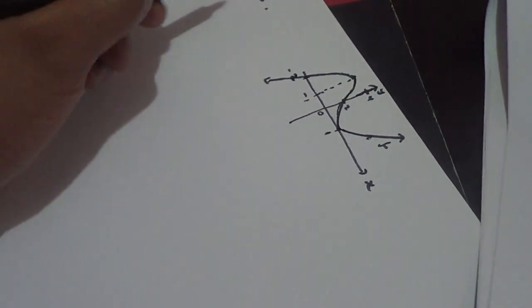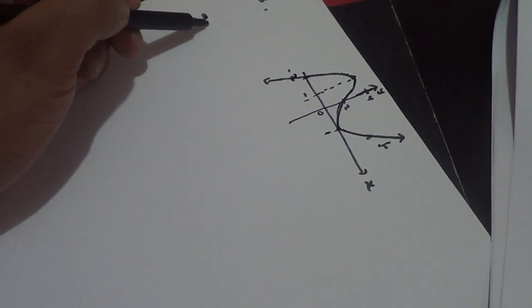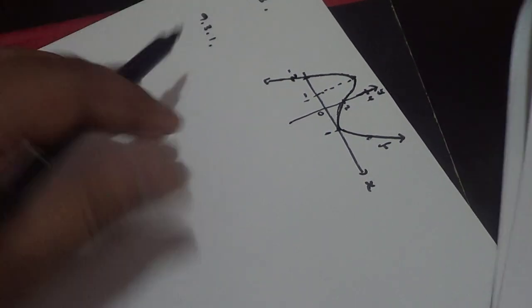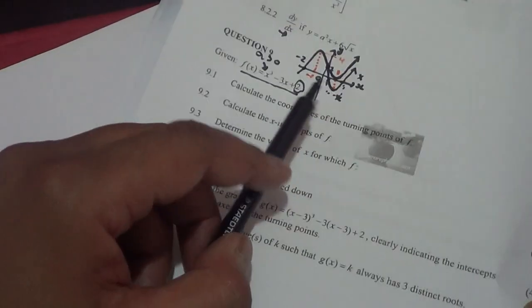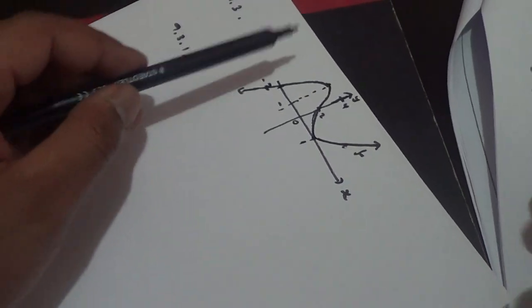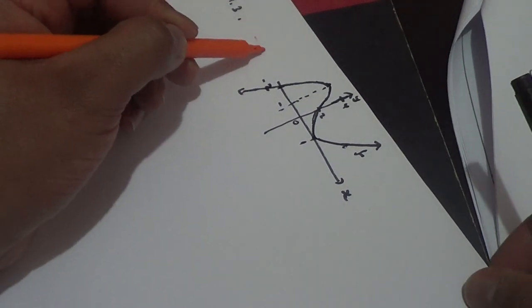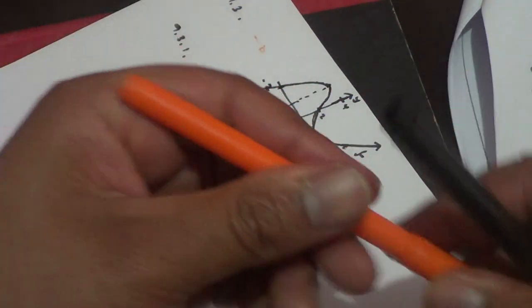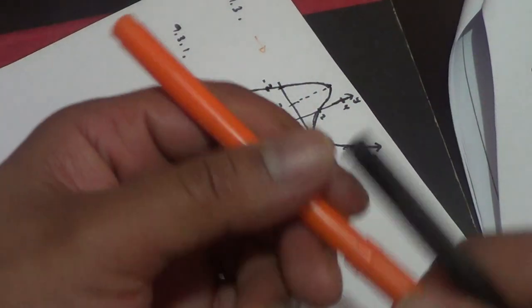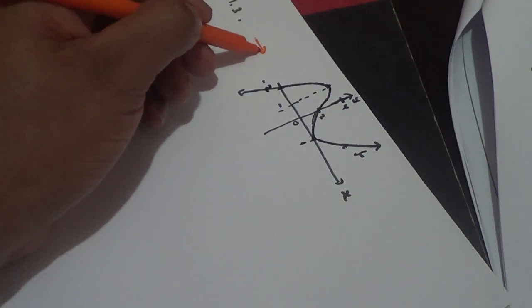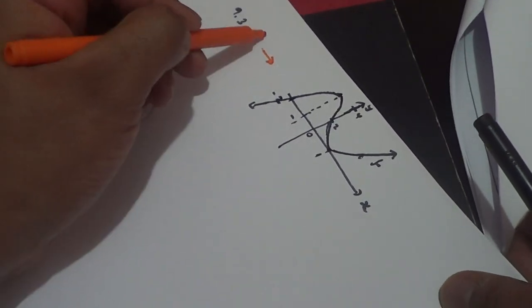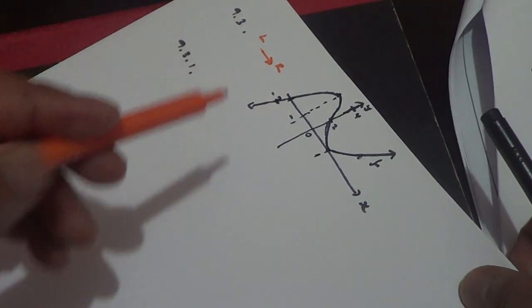So they are telling us now, 9.3.1. When is f a decreasing function? Remember, decreasing function, two things. You read your graph from the left to the right. So you read your graph like that, moving from left to right. Left to right, okay. So L to R.